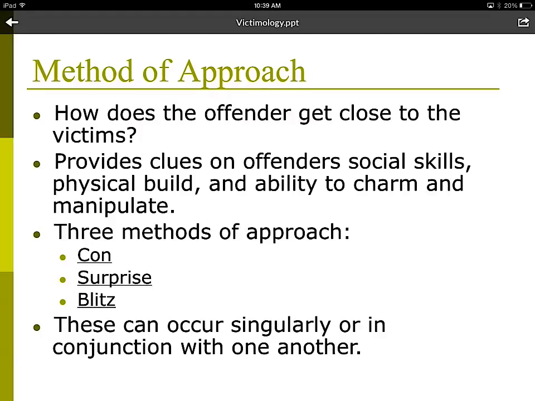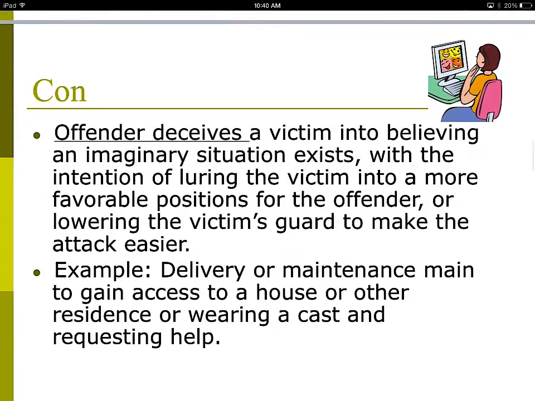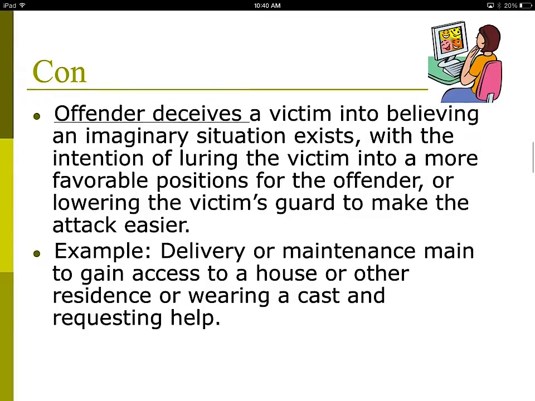So there are three different types of approach: con, surprise, and blitz. These can either be on their own or in conjunction with one another. In a con, the offender deceives a victim into believing an imaginary situation exists. This is like online dating. He or she builds this relationship for months, and when they finally meet, the person has trusted them, and that's how they lure them into unfavorable positions. Lowering the victim's guard makes it much easier for them to be attacked.